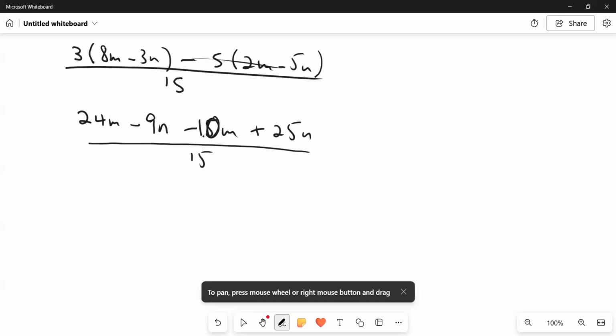There's an m here, so an m there. You can actually, instead of rearranging, do it if you have that ability, right? 24m minus 10m will give us 14m, minus 9n plus 25n will give us what?